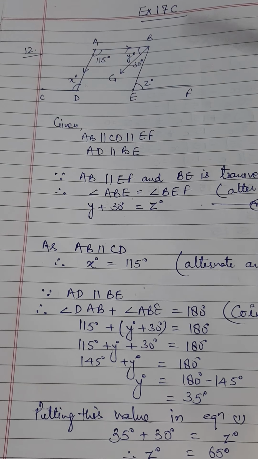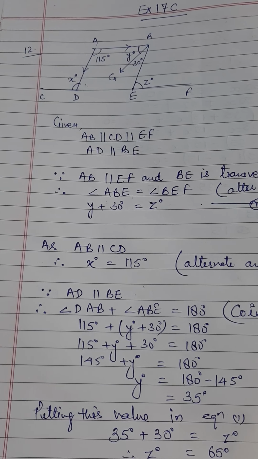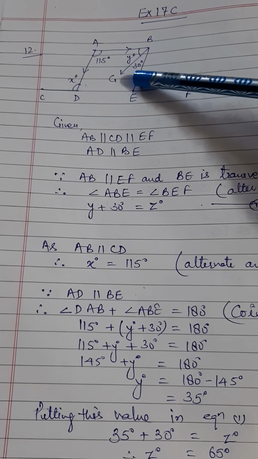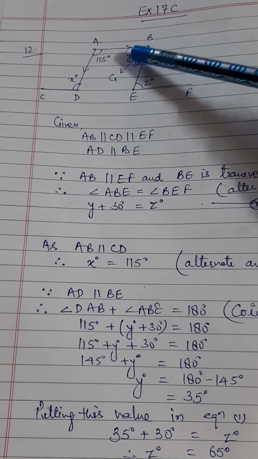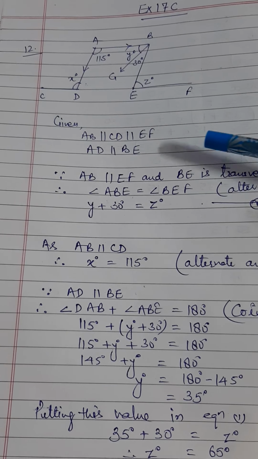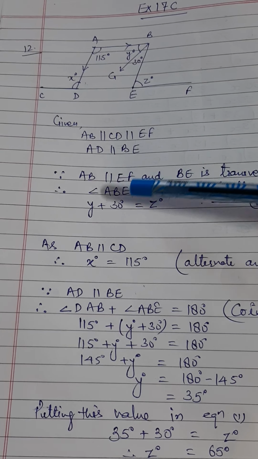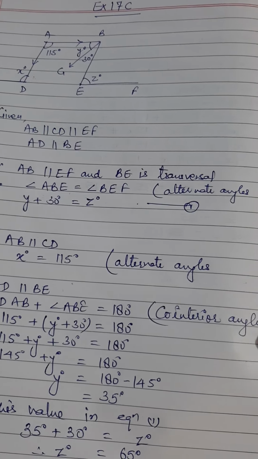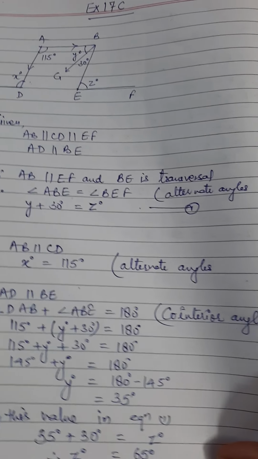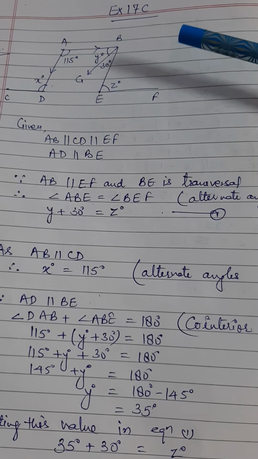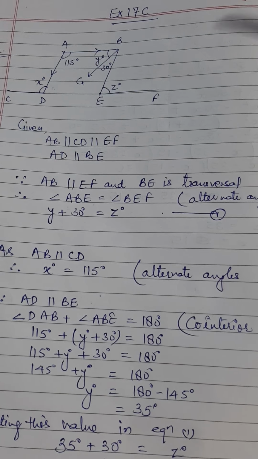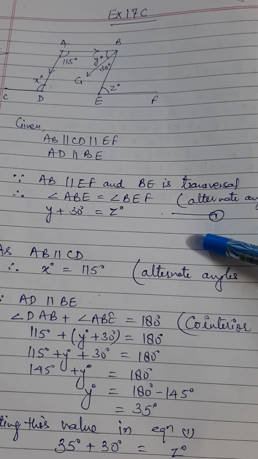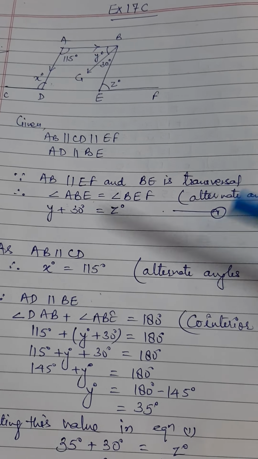this BE is transversal, right? So we can see here this angle is equal to this, as these two angles are alternate angles. So we can write angle ABE equals angle BEF, and the reason is they are alternate angles. So we can write this y plus 30 is equals to this angle Z. We have mentioned it as equation 1.